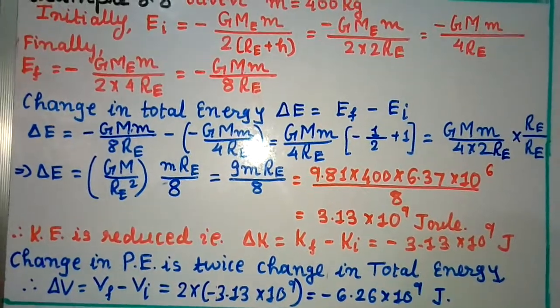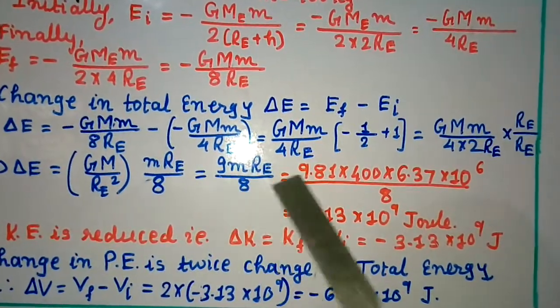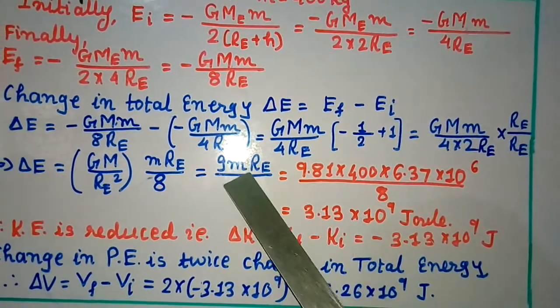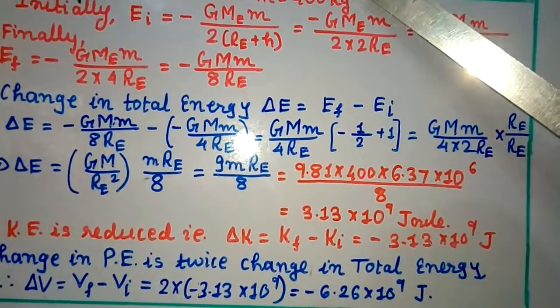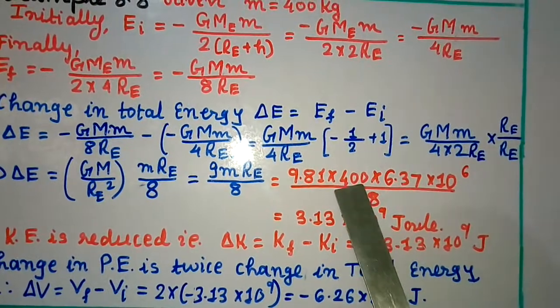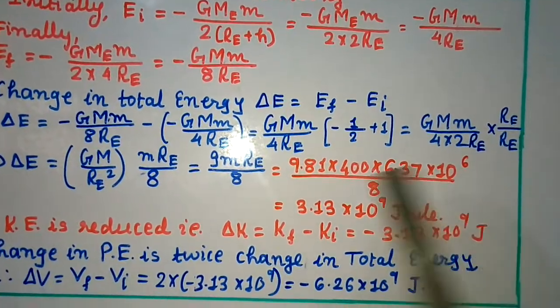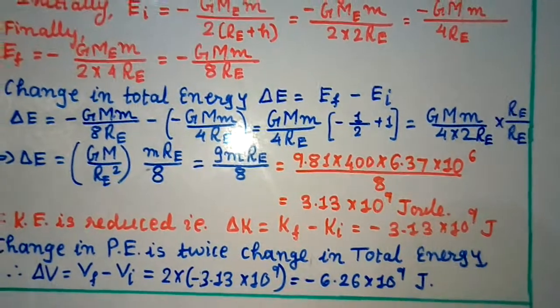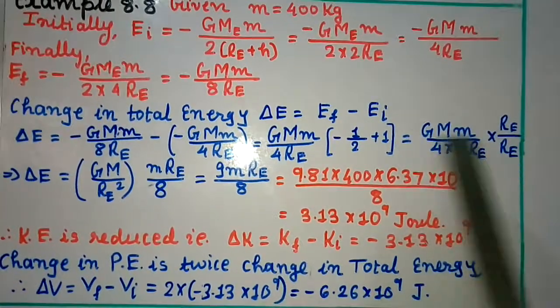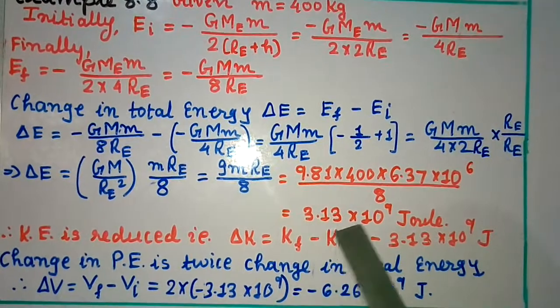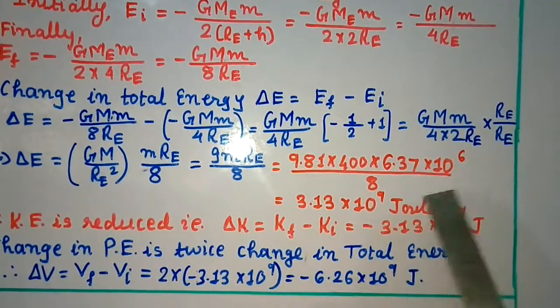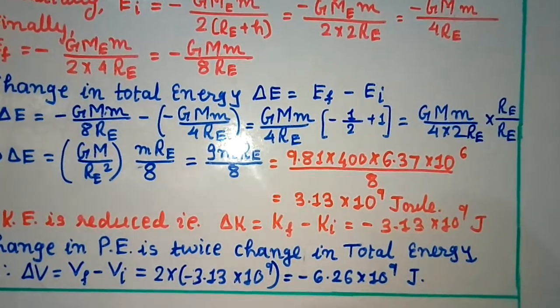Now we substitute all the numerical values. So g is 9.81 into the mass of the satellite, which is 400 kg, so I write, and Re, radius of the earth, is 6.37 into 10 power 6, divided by 8. Simplify, this simplification gives the value 3.13 into 10 power 9 joule. Okay, so this is the change in the total energy.